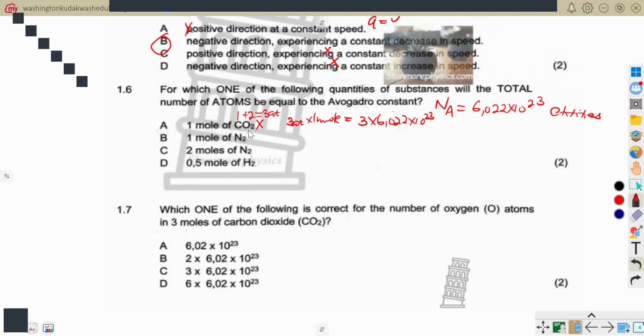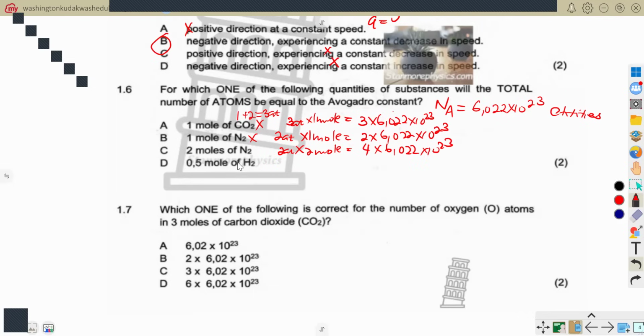Now, 1 mole of nitrogen, you can see that we have got 2 atoms of nitrogen there. So we have got 2 atoms, and then we have got 1 mole. So this will also be equal to 2 times 6.022 times 10 to the power 23. So this is also out. And then here we have got 2 moles and then 2 atoms of nitrogen. So it will be 2 atoms times 2 moles. So you can see that this becomes 4 times 6.022 times 10 to the power 23. So that one is out as well.